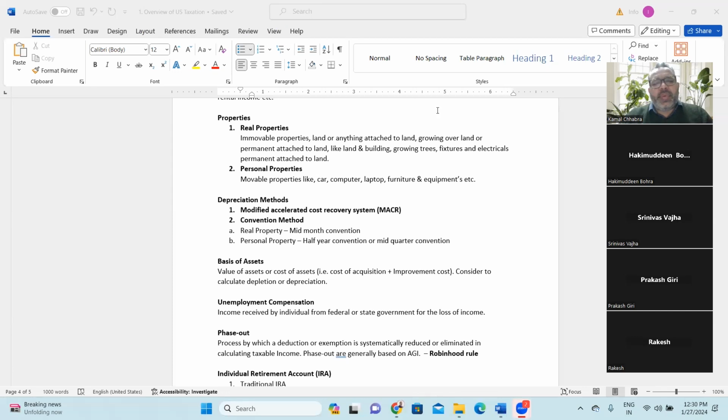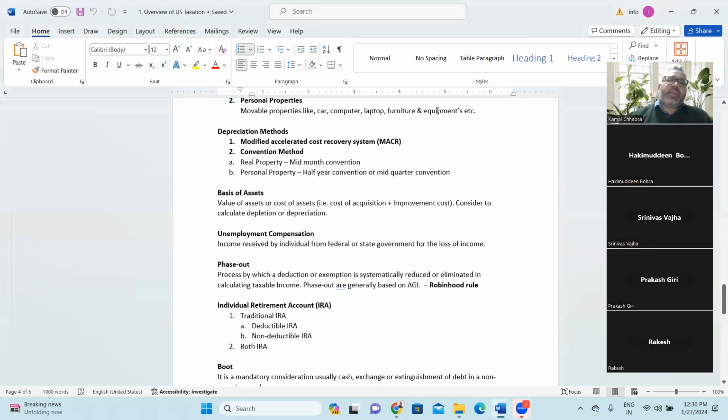Next thing is depreciation method. In India, you are exposed to two types of depreciation, right? What are those two types which you know? Straight line and weighted average. Yeah.